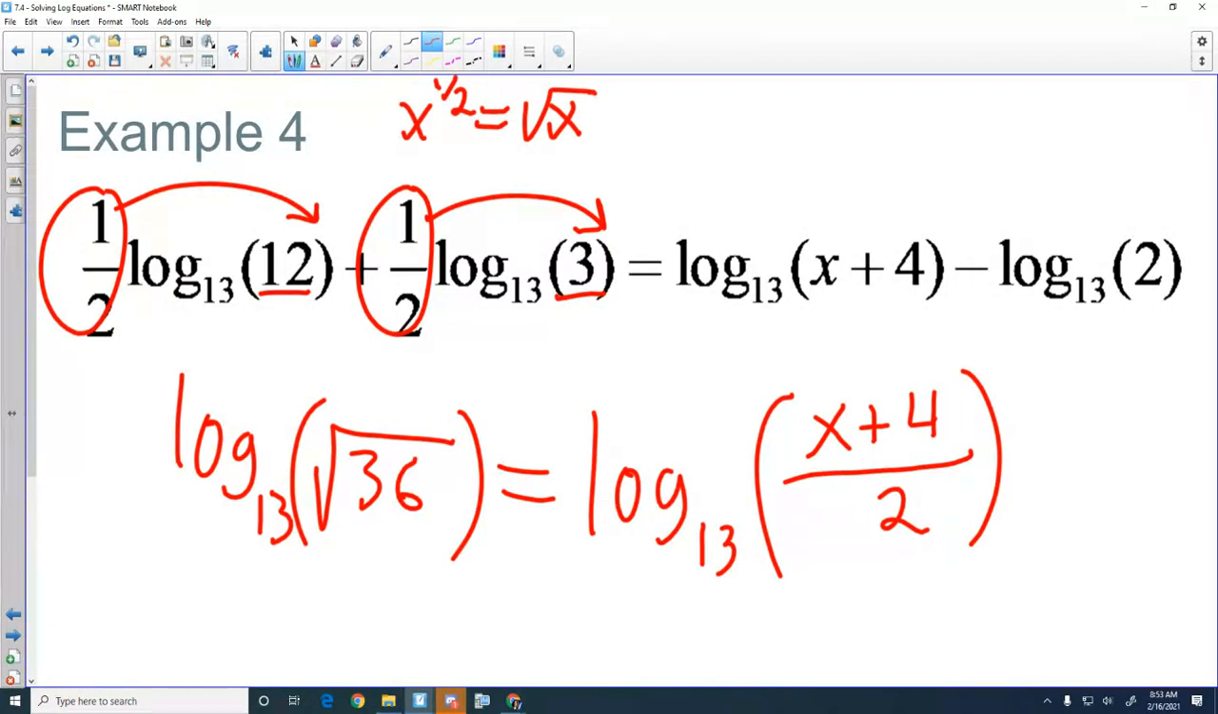I have one log on each side. They have the same base. Can I go ahead and just cross those out then? Sure can.